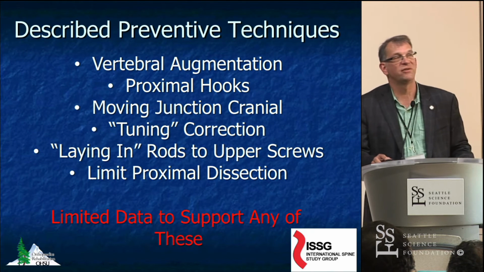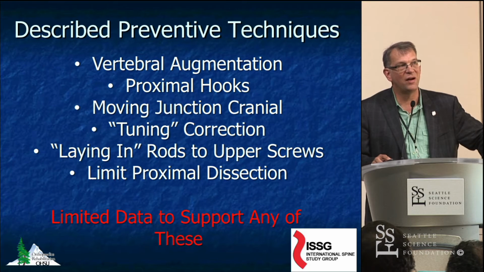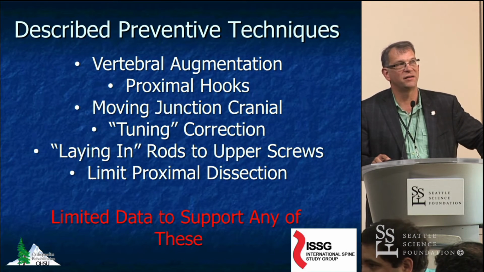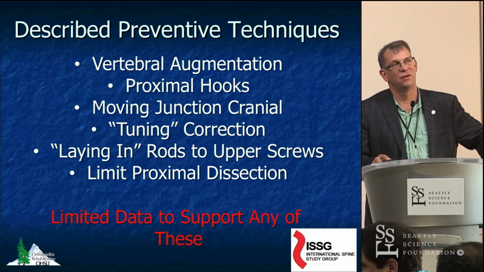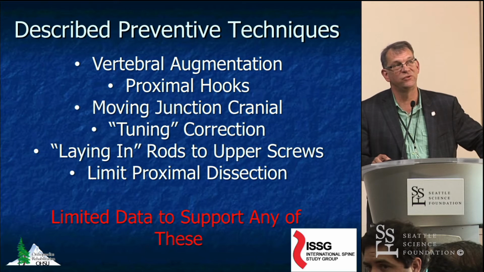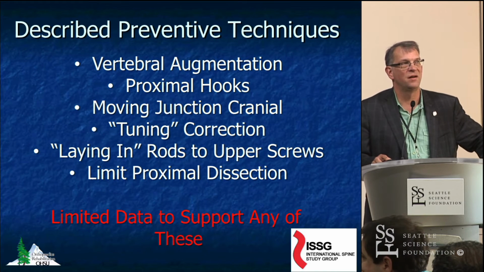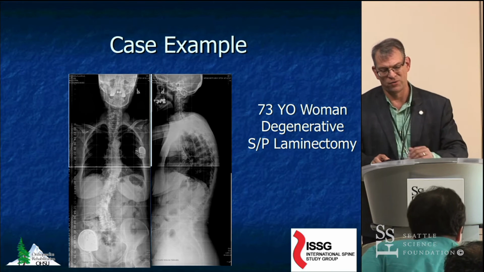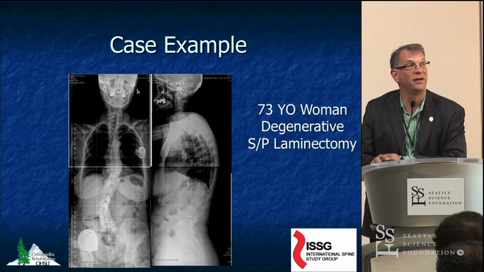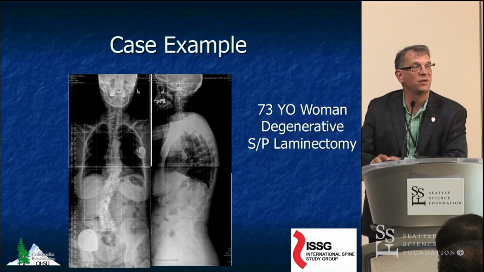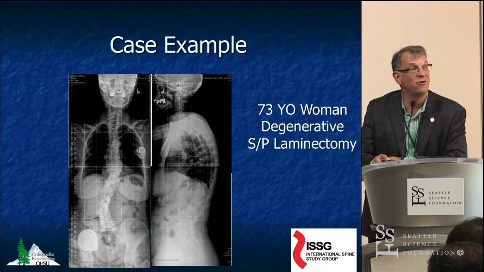Now, I have to say still at this point that we have a relatively limited data supply to demonstrate that any of these techniques truly work. I think it's coming, and certainly there is some data that vertebral augmentation reduces the complication. Aside from that, tuning the correction is really the only other one that may be supported with data at this point. So here's a case example, and I use this to demonstrate that many of these techniques aren't 100% effective.